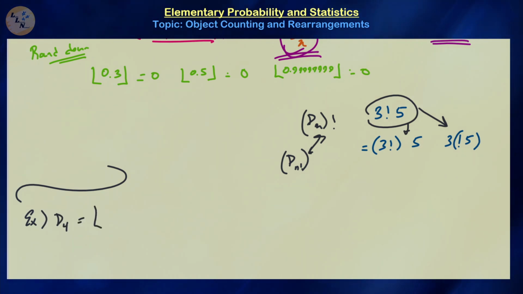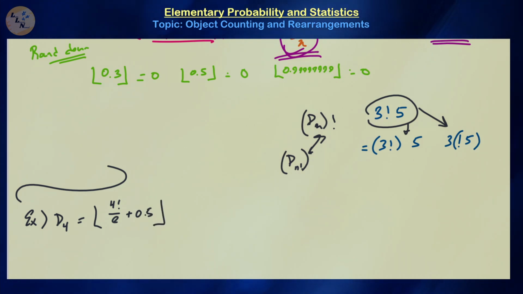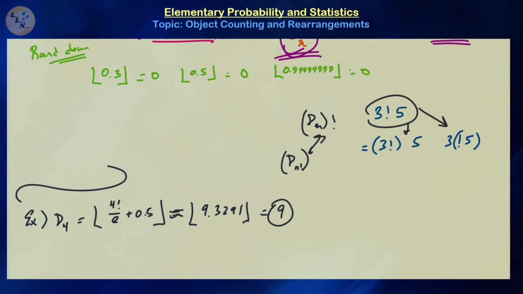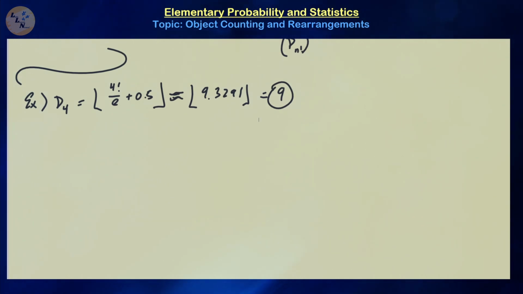So D4 is going to be equal to the floor of 4 factorial divided by e plus 1/2. One can find that that's approximately equal to the floor of 9.3291. Approximately, not equal to each other, but that of course rounds down to 9, which is the exact same answer as before. Now, a couple of other analytical properties of derangements that you may need in the future are the following.